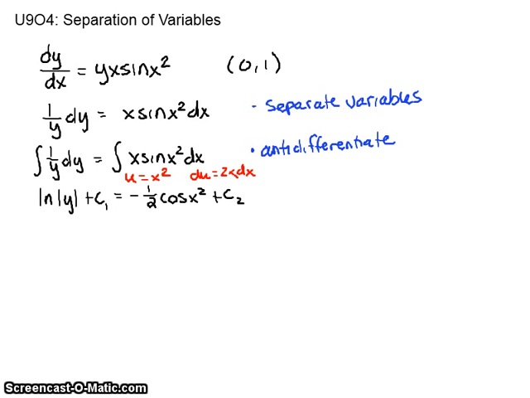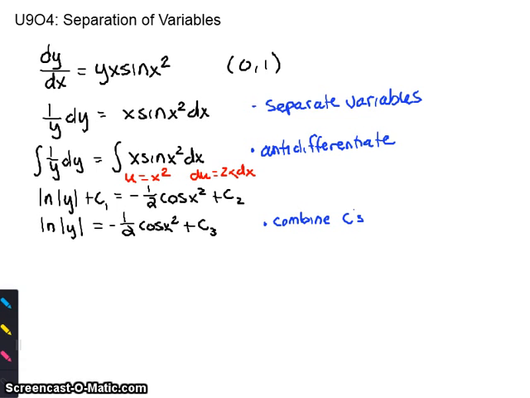Next thing we're going to want to do is combine our c's. So natural log of the absolute value of y is equal to negative 1/2 cosine x squared plus c3. We had constant 2, and we were subtracting constant 1 from it, so that's going to make some sort of constant. Again, we're going to call it constant 3, some other constant. It might be positive, might be negative. We are not sure at this point.